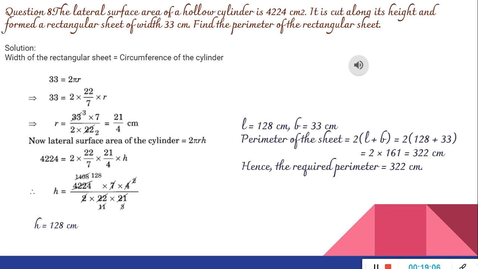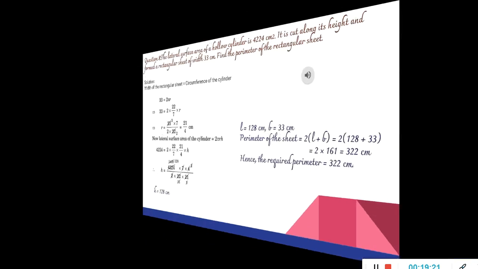Breadth is equal to 33 centimeter. So what should be the perimeter? 2 into length plus breadth. So 2 into 128 plus 33. That is equal to 2 into 161. That is equal to 322 centimeter. Clear?